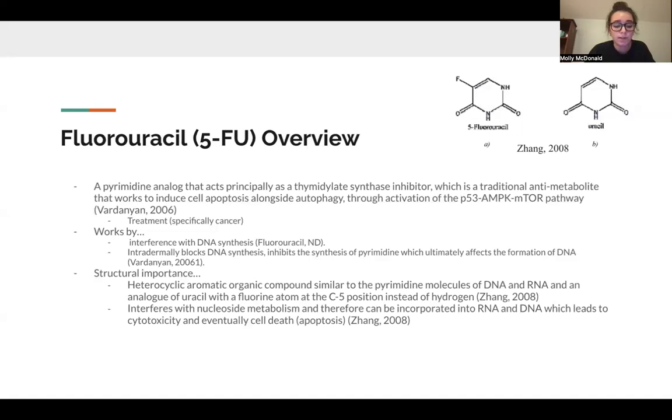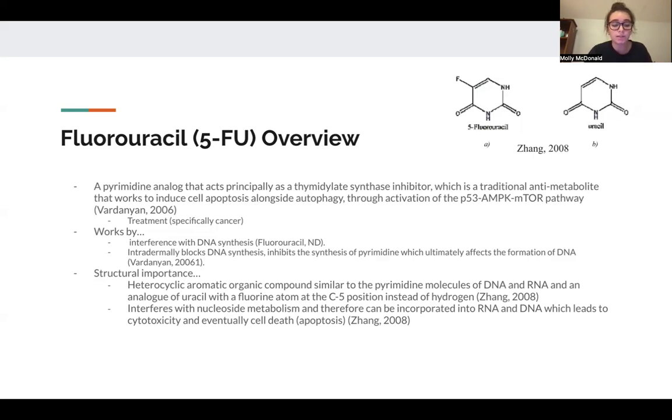It is used to treat many things, such as basal cell carcinomas or cancer treatments. It works to interfere with DNA synthesis by blocking the thymidylate synthetase conversion of deoxyuridylic acid to thymidylic acid. By doing so, it blocks DNA synthesis. It inhibits the synthesis of pyrimidine, which ultimately affects the formation of DNA.